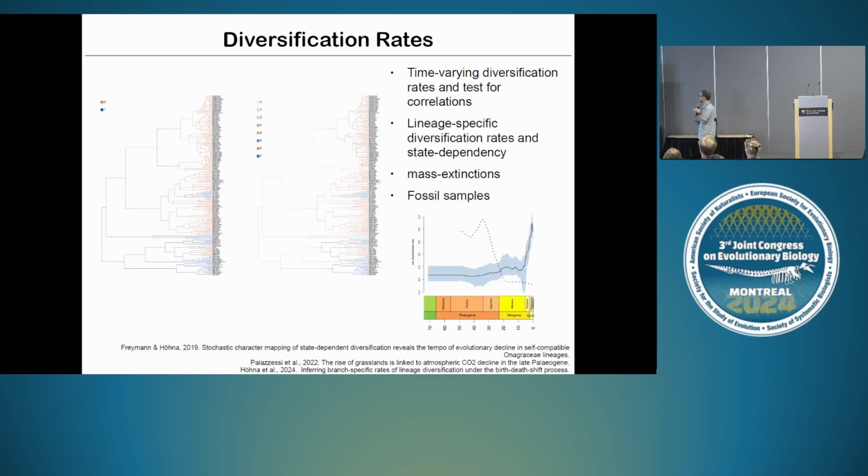What I've been working on a lot is estimating diversification rates. So you can have time-varying diversification rates, and you can try to connect them with some environmental variables. On the left-hand side, you see diversification rates that can vary among lineages, and you can try to infer the correlation with discrete states or also with additional hidden rate variation. They are a little bit slow, but those are complex models.